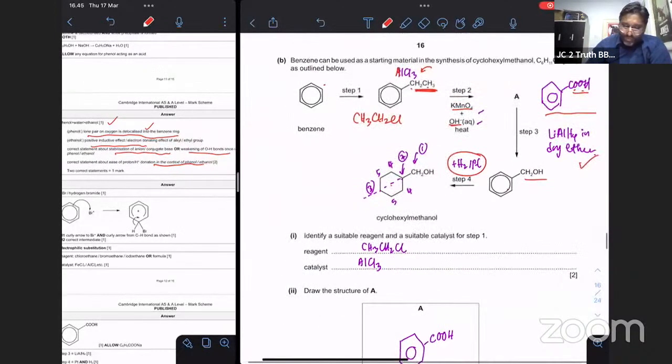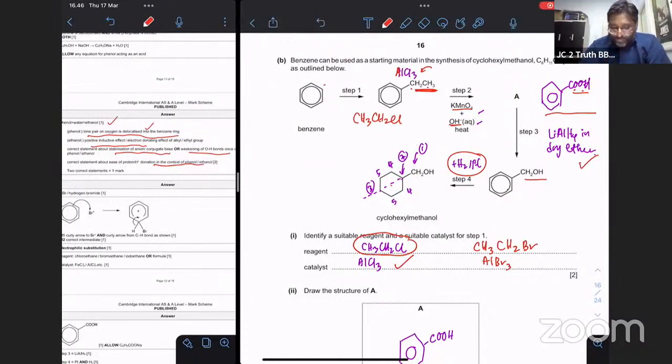So when they say suggest a suitable reagent, first you suggest CH3CH2Cl for step number 1, and then catalyst AlCl3. Depending on what you use, if you use CH3CH2Br, then make sure you use AlBr3. Last time they used FeCl3, but they have removed it, so let's stick to this. So you can use either AlCl3 or AlBr3.